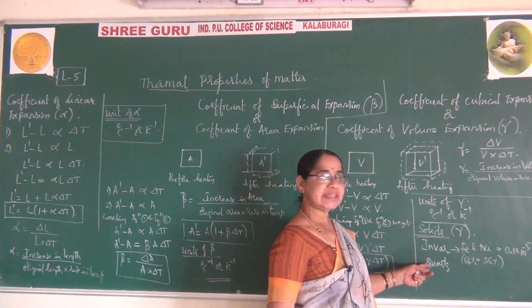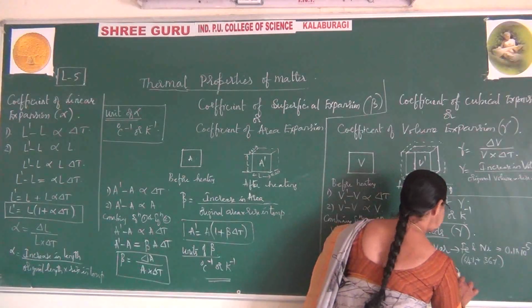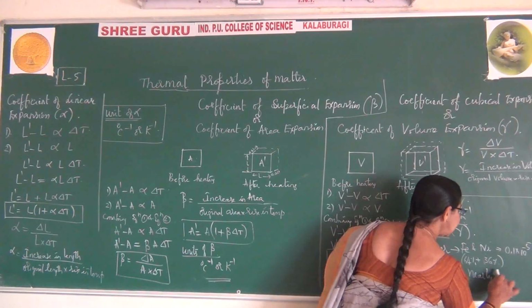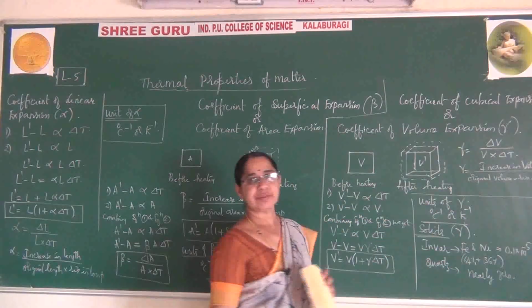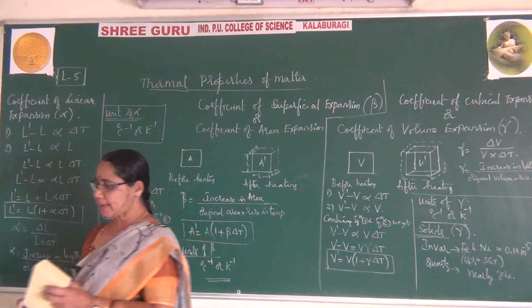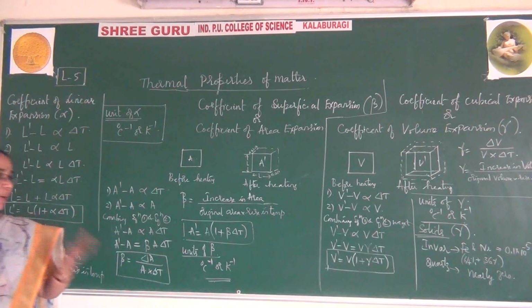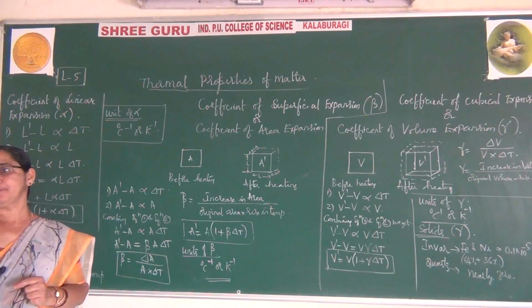What about quartz? Quartz is absolute zero. You can say it is nearly equal to zero. The coefficient of expansion is a negligible value. Most of the times the expansion is very negligible, so we say it is nearly zero for quartz material.